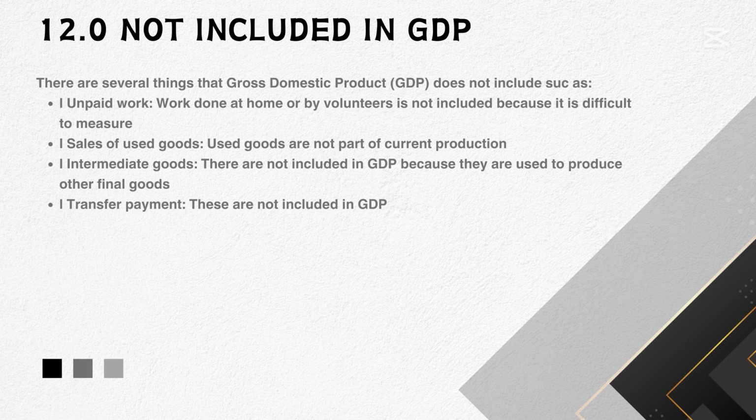The last one is transfer payment. Payments such as Social Security, unemployment benefits, or welfare are excluded because they do not represent payment for goods or services. These are redistributions of income and do not reflect economic production.